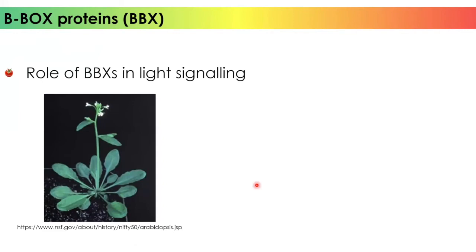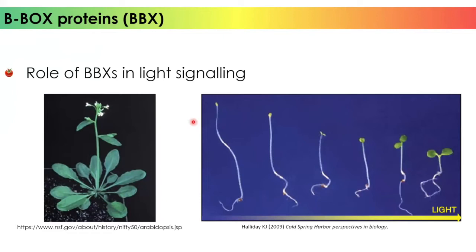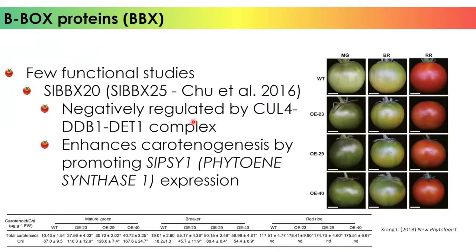So what we know about the role of BBX proteins in light signaling came from Arabidopsis, especially in seedling photomorphogenesis. So little is known in other processes as well as in other species. For instance, in tomato, we only have one functionally characterized BBX that may be called BBX20 or BBX25 according to the authors. And we know that it's negatively regulated by the CUL4 DDB1-DET1 complex. When overexpressed, it promotes the accumulation of chlorophyll in fruits, as well as carotenogenesis. As for carotenogenesis, it is known that it promotes the expression of phytoene synthase 1, that is a key enzyme for tomato fruit carotenogenesis.